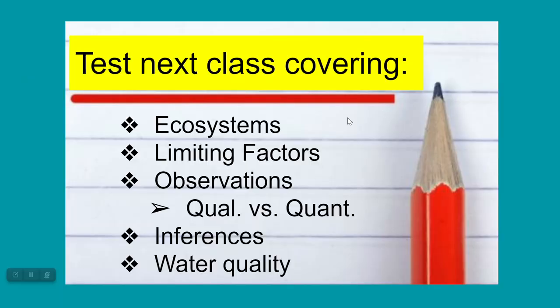All right, our test next class is going to cover ecosystems. Remember, we want to know about biotic factors and abiotic factors of ecosystems and how they interact. Also, limiting factors. Remember, limiting factors, that's a factor that's going to slow or reduce the number of a species or a population that can continue to grow.